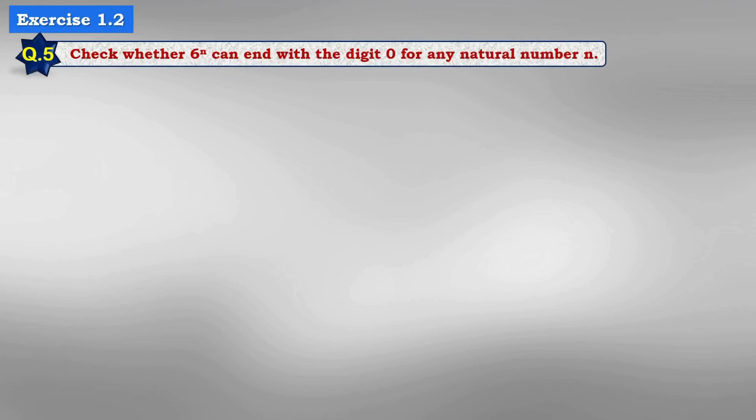The question is, check whether 6 to the power n can end with the digit 0 for any natural number n. So here we have to check whether it is possible for 6 to the power n to have 0 at the end. Ending with the digit 0 means 0 should be in the unit place of the number. So let us check how we are going to solve this, how we can prove whether it is possible or not.